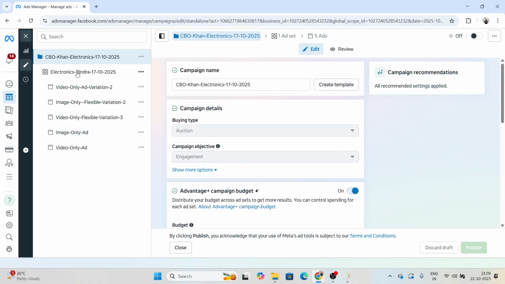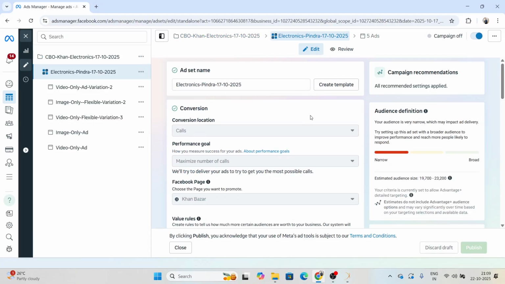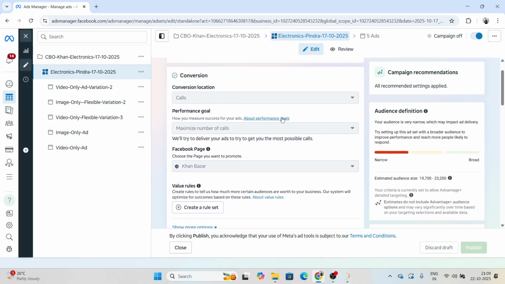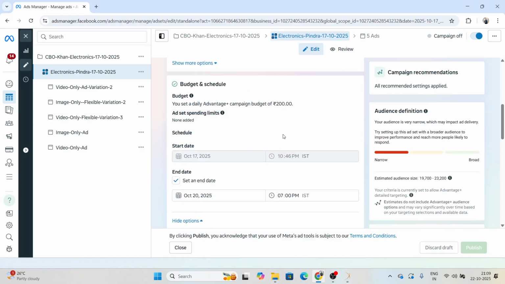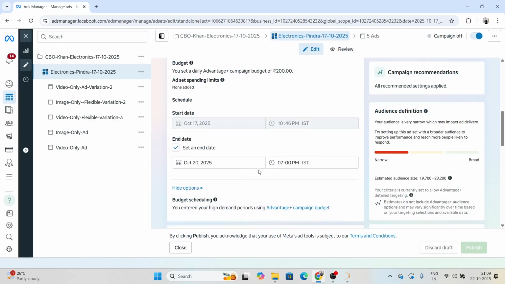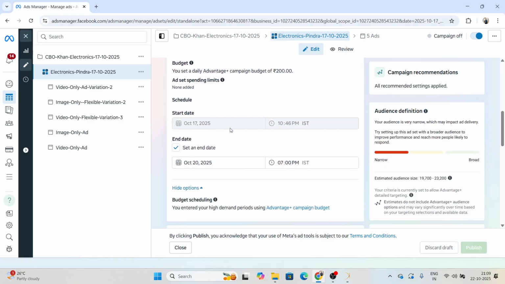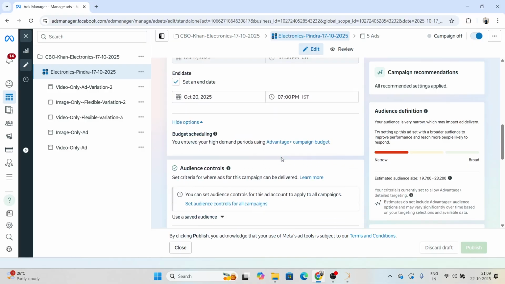Now we are going to be looking into ad set level. This was the ad set name. You can use any naming convention. I usually do this: Electronic store Pindra. Pindra is the location, and the date. So this was a call campaign. The budget, as you can see, was for campaign budget optimization, so we can't really do anything with it here. And you can see the start date and end date here.